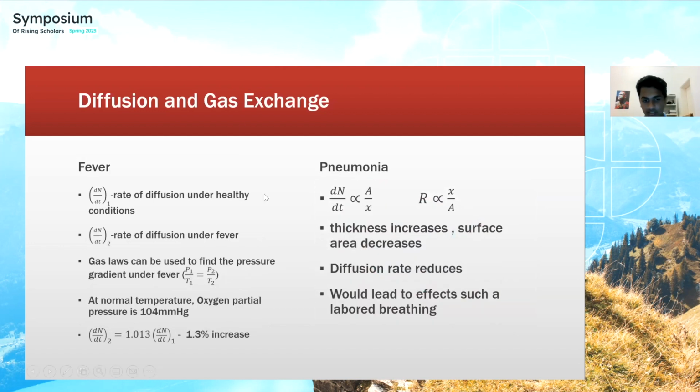Now, another good thing about this equation is that because the whole efficiency depends on that one equation with standard quantities, you don't actually need a healthy efficiency. You can express infected efficiencies in terms of the healthy efficiency. For example, in fever, if we say dN/dt1 is healthy and dN/dt2 is under fever, you can use gas laws to find the variations of Fick's law quantities to show that there's a 1.3% increase according to this model in fever, which once again tracks with the fact that there is increased lung function during fever.